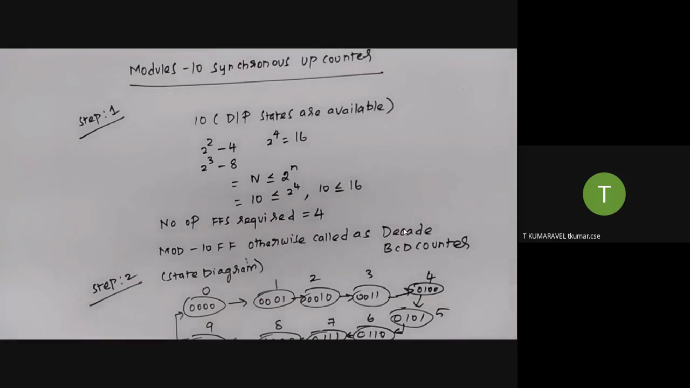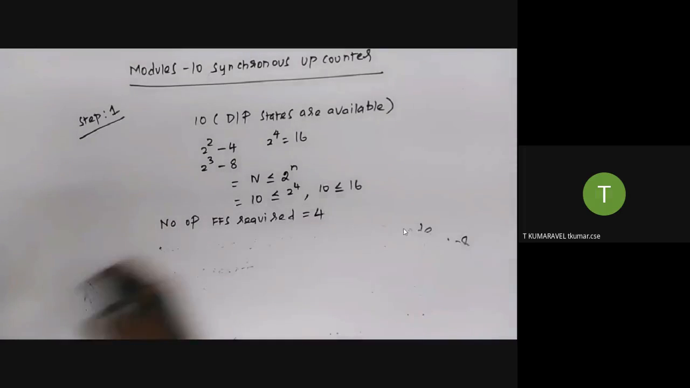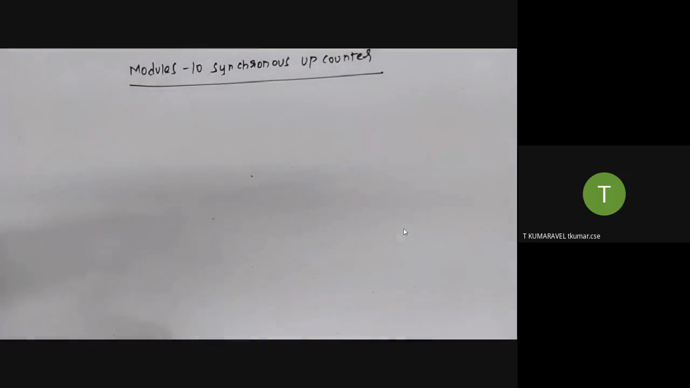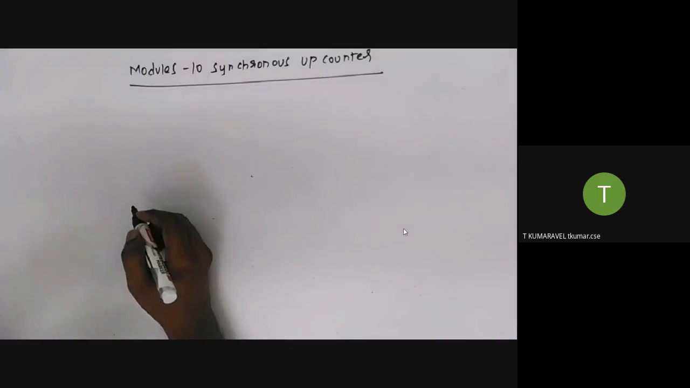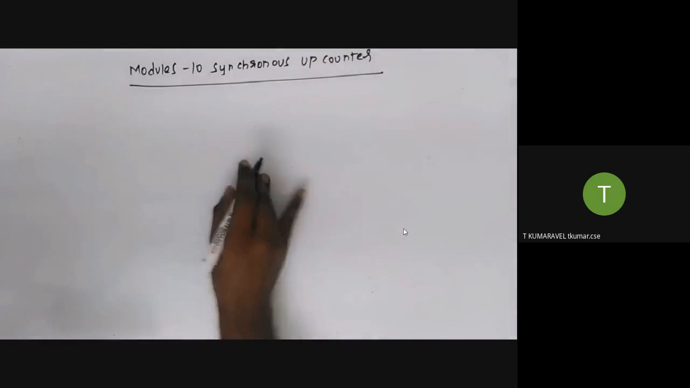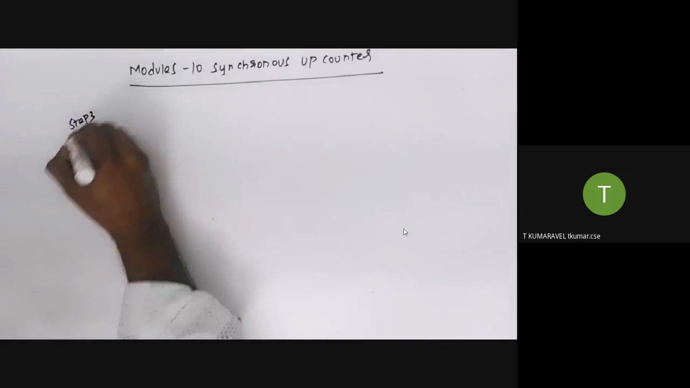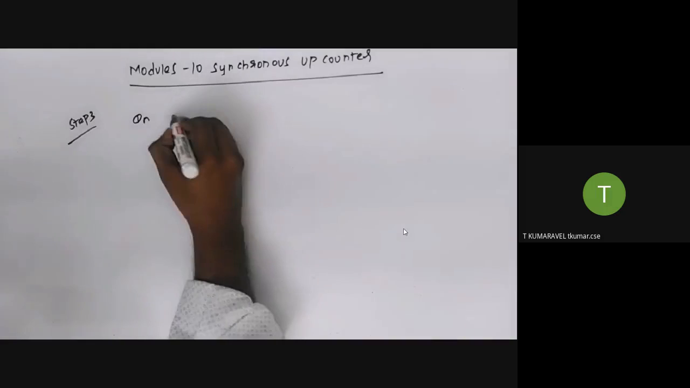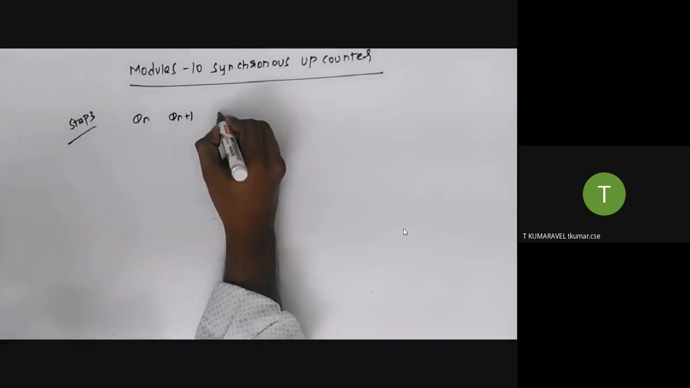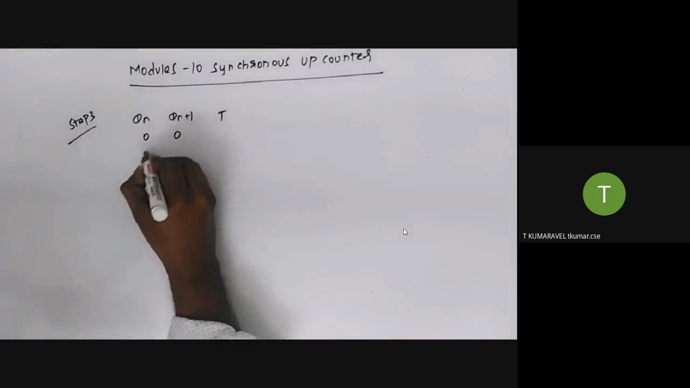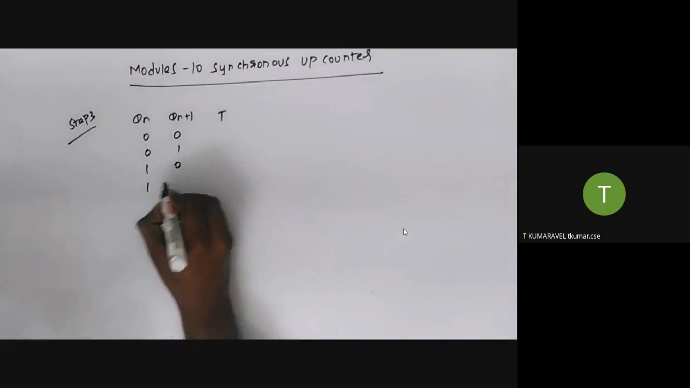So what is the next step? Can any one of you tell me what is the next step? Here, what type of flip-flop am I going to consider? I'm going to consider the T flip-flop, that is called a toggle flip-flop. What is the excitation table of the toggle flip-flop? This is Q(t), this is Q(t+1), and this is the input T. So 0, 0, 0, 1, 1, 0, 1, 1.